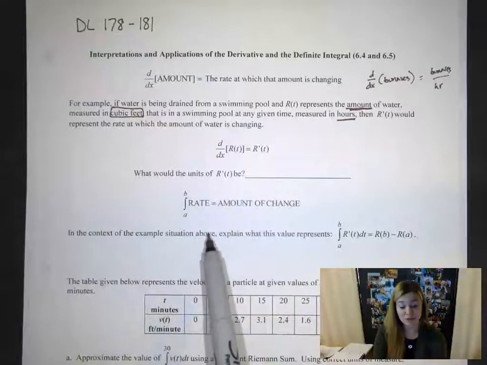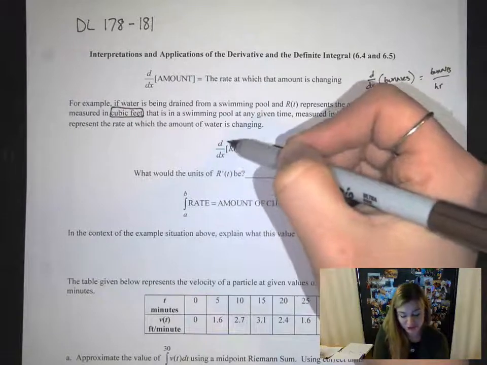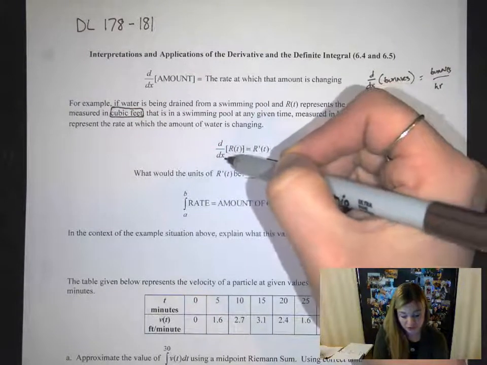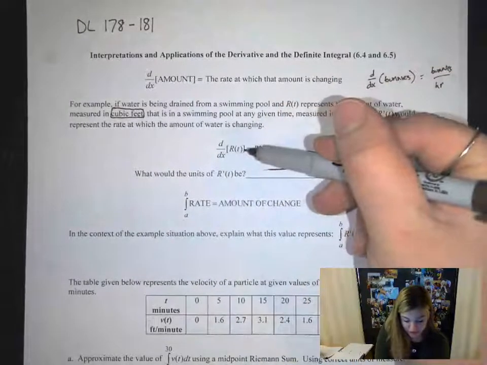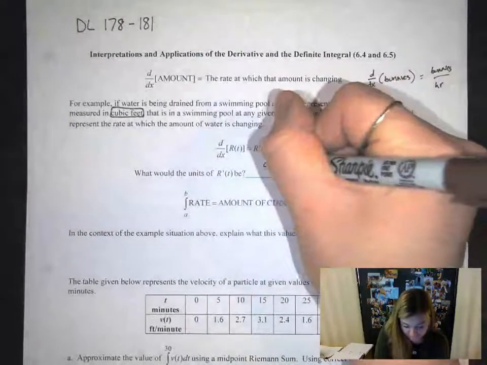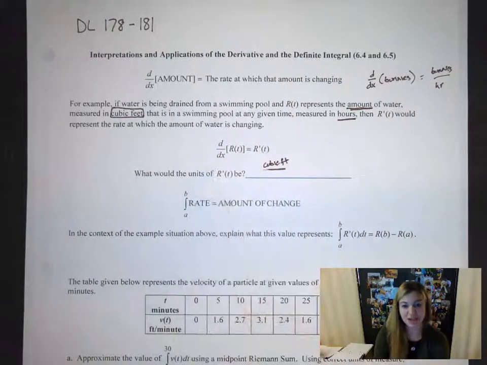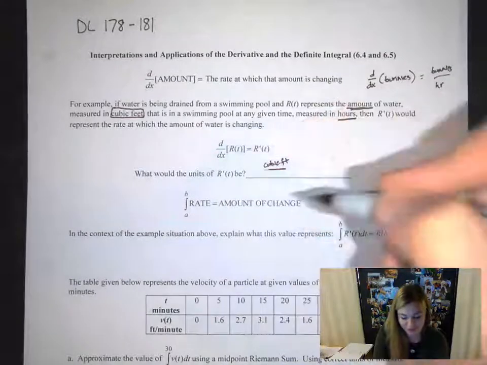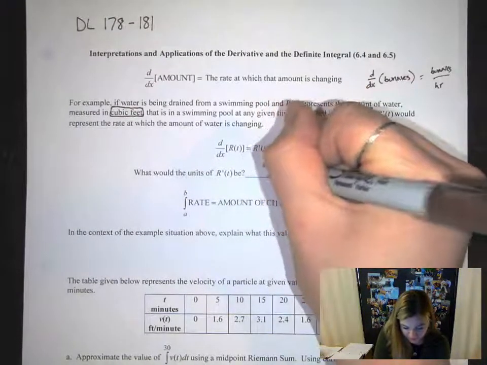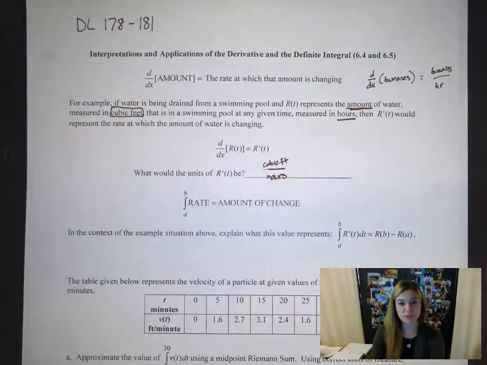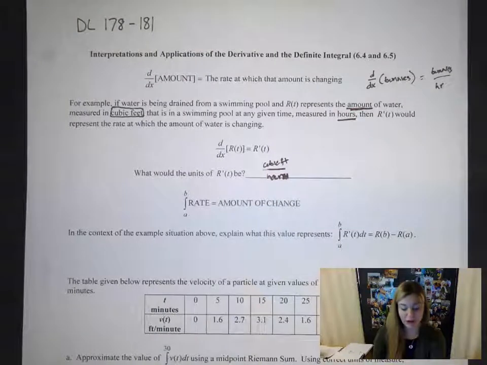If we're talking about the units, this is the change in y over the change in x, or the change in R of t in this problem over the change in x. R of t was measured in cubic feet. dx would be the change in time in this one if I take the derivative. So in this one, I'm going to say hours. So cubic feet per hour.